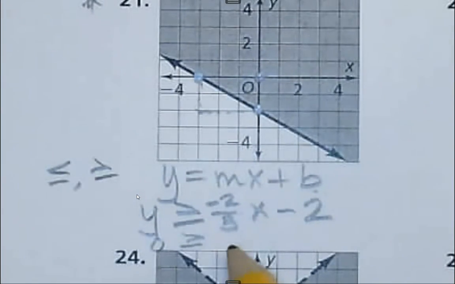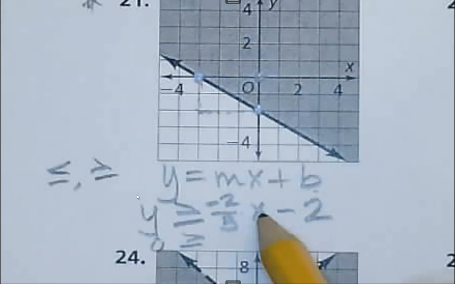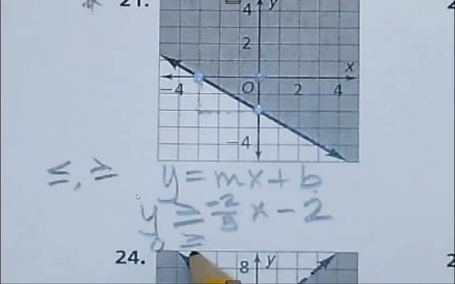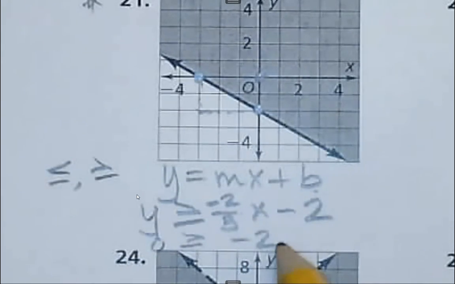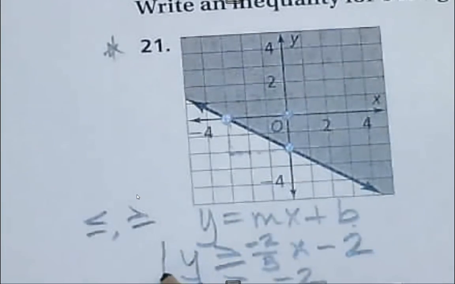0 greater than or equal to 0 times x is just going to be 0. So we know that's going to go away. So literally all I have left is 0 is greater than or equal to -2. And that in fact is a true statement. So I am shaded the correct way. So this would be my answer.